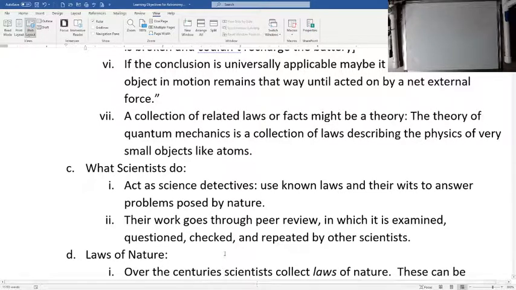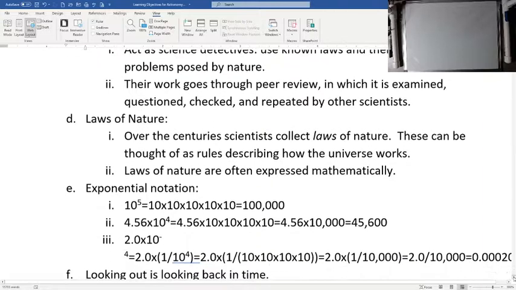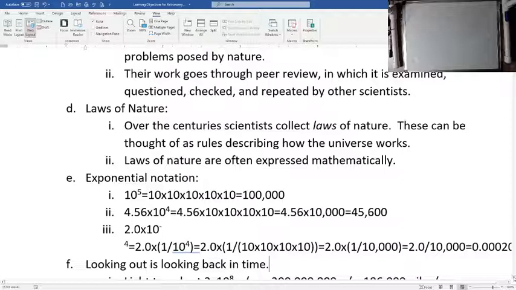So what do scientists do? Right? So scientists use the scientific method and act as detectives. They use known laws and their wits to answer problems posed by nature through the scientific method. Their work goes through peer review, which is examined, questioned, checked, and repeated by other scientists. And that process continues, and it can continue indefinitely. Newton's laws were kind of disproven, at least in certain cases, by Einstein in the early 1900s. So they stood for 250 years before Einstein found some exceptions to them. But now we've acknowledged the exceptions, and we still say for everyday type objects, Newton's laws are extremely accurate.